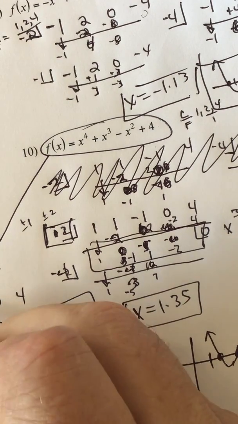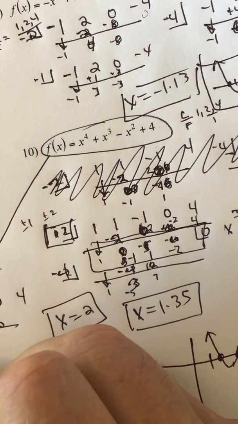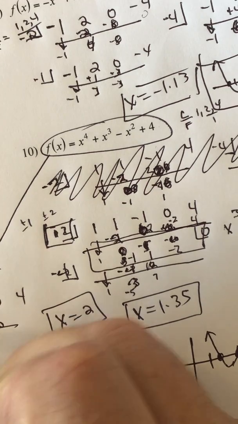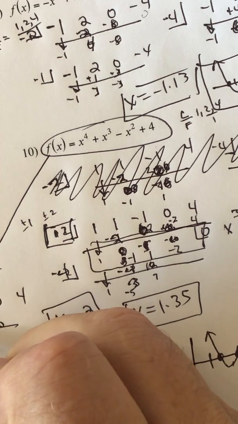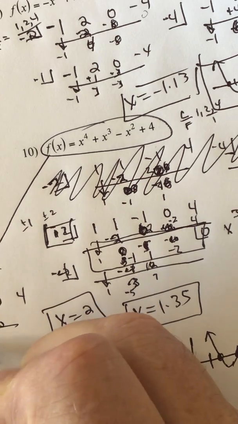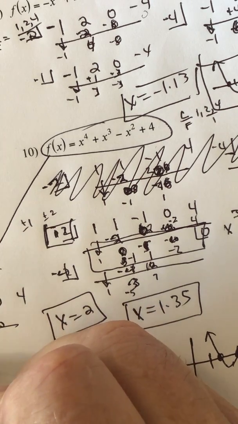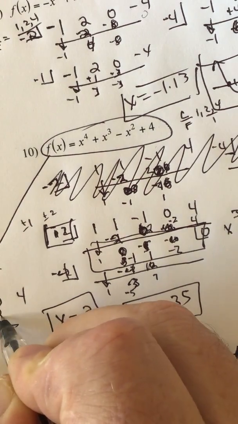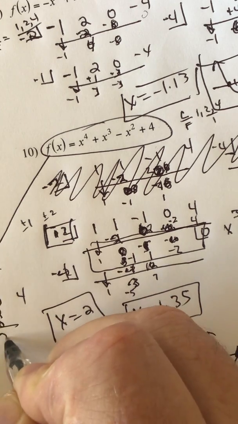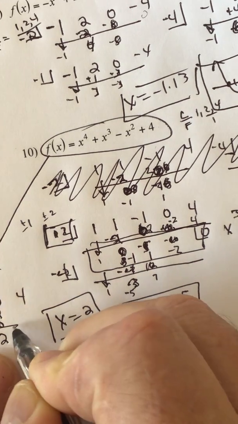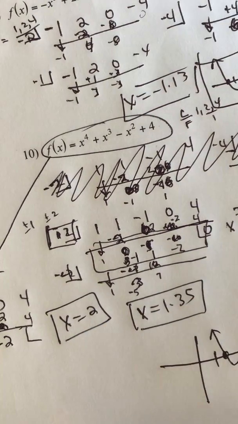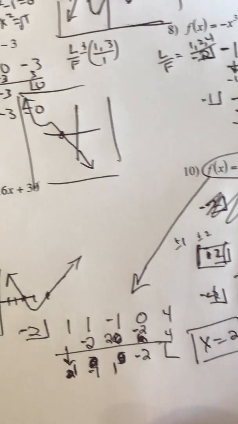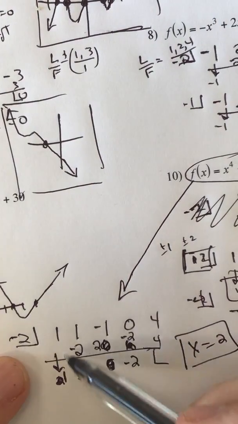Negative 2 times 1 is negative 2, that adds up to negative 1. Negative 2 times negative 1 would be 2. Negative 1 times 2, that adds up to 1. Negative 2 times 1 is negative 2, that adds up to negative 2. Negative 2 times negative 2 is 4. Okay. Oops, I did all that off camera. I just did the negative 2.